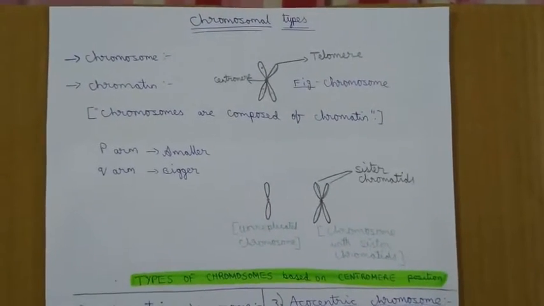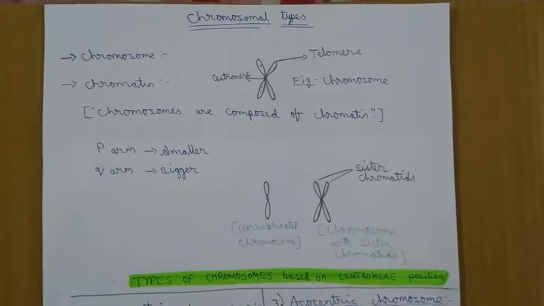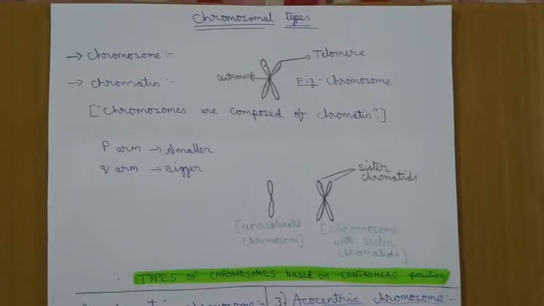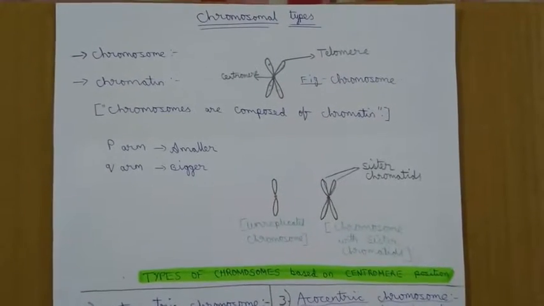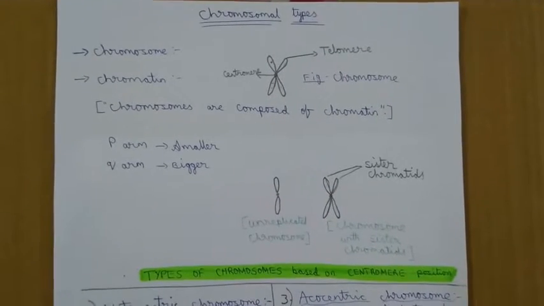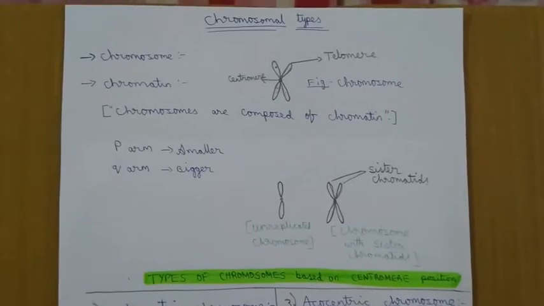Now we are going to discuss the chromosome and its types. Before going to know the types of chromosomes, let us have a brief introduction regarding chromosome. What is chromosome? The simple definition of chromosome can be given as any genetic material, whether it is DNA or RNA, is called as chromosome.